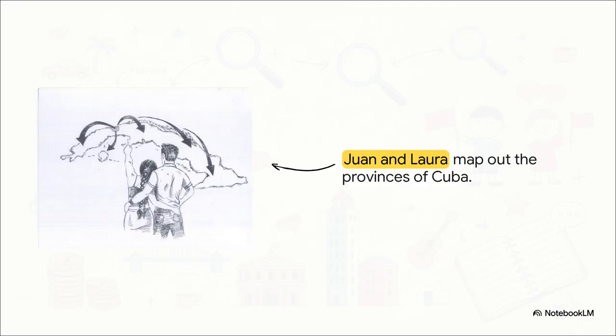So check out our two main characters here on the map, Juan and Laura. They are carefully mapping out their travels across the provinces of Cuba. And as they travel and talk about the amazing places they've seen, like the bustling streets of Havana or the really scenic views of Matanzas, they just naturally use comparisons. They're constantly debating which place is bigger, which has more attractions, or which is less crowded. This kind of everyday conversational debate is exactly what we are learning how to do today.